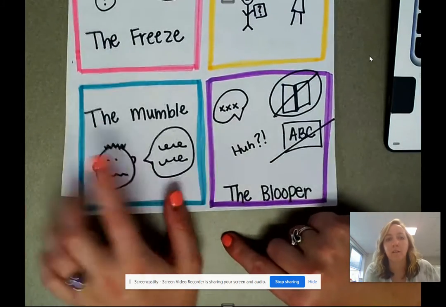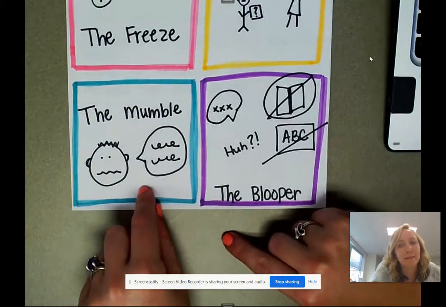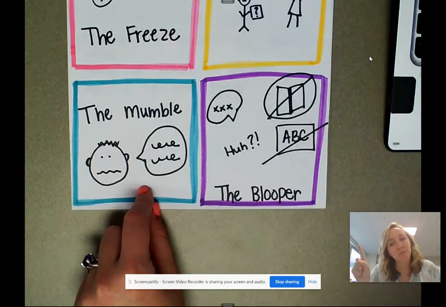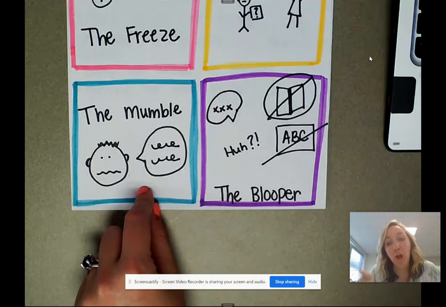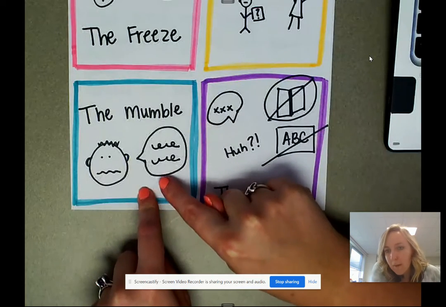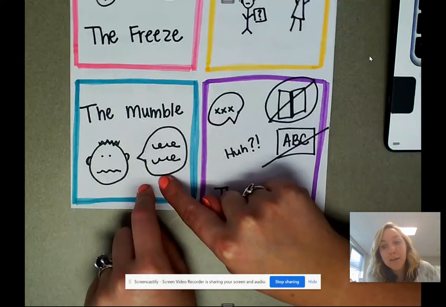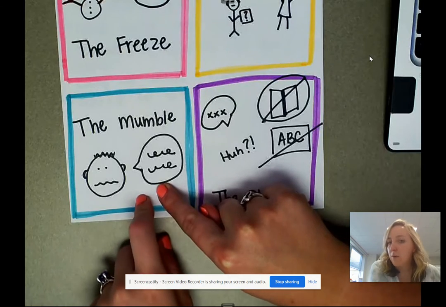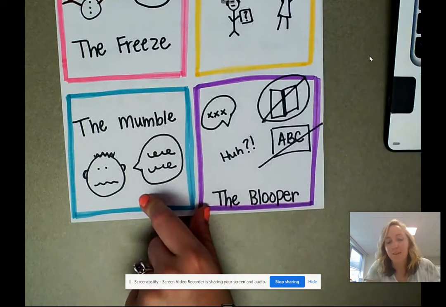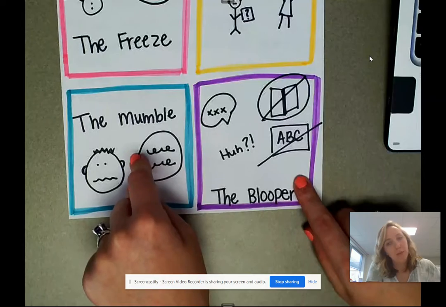The mumble. That's when you try to get through it. But guess what? I'm a professional teacher and I know that you don't know that word. So don't do the mumble. Practice sounding out that word. What does it start with? What sound does it start with? What sounds do you see? That's the mumble. Don't do that.